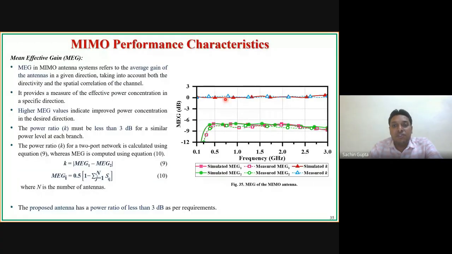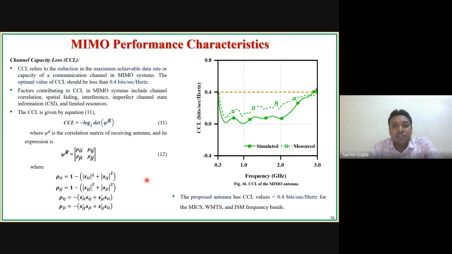Then mean effective gain was calculated, and the antenna has a power ratio of less than 3 dB as per the requirement that it should be plus minus 3 dB. Here we can see it is lying around 0 dB, so it is also following the standard process. Then channel capacity loss was calculated, and it was less than 0.4 bits per second per hertz for all the 3 bands.